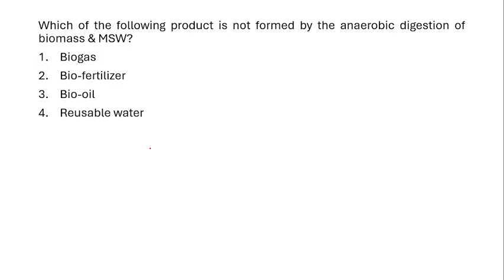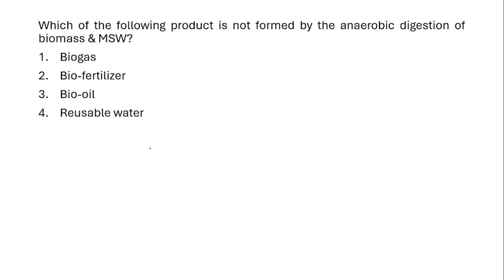Next question is, which of the following products is not formed by the anaerobic digestion of biomass and MSW? MSW is the municipal solid waste. So, which of the following is not the product formed after the anaerobic digestion, they are asking. So, in anaerobic digestion, the end products will be methane and carbon dioxide, and the leftover sludge can be used as biofertilizer, right? And maybe some amount of water content present in it can be used as reusable water.